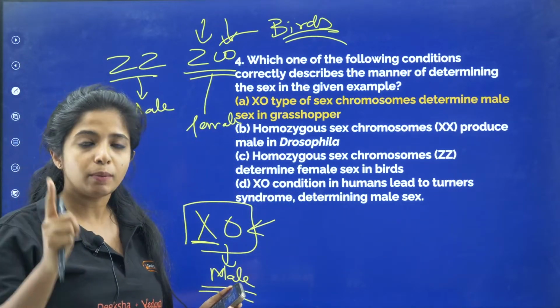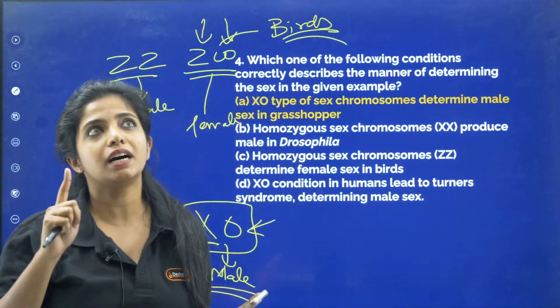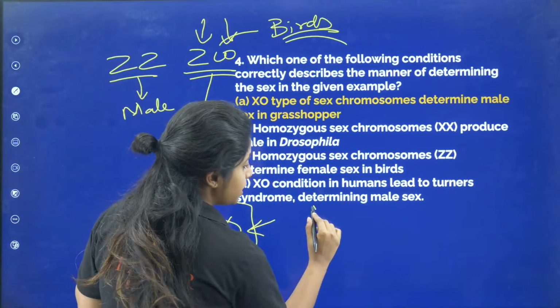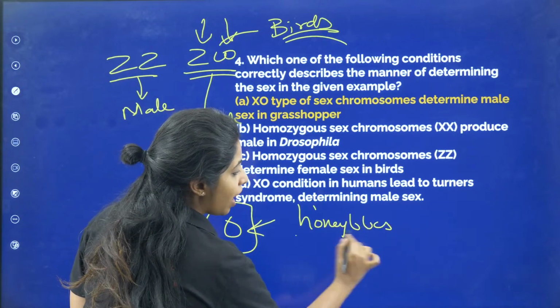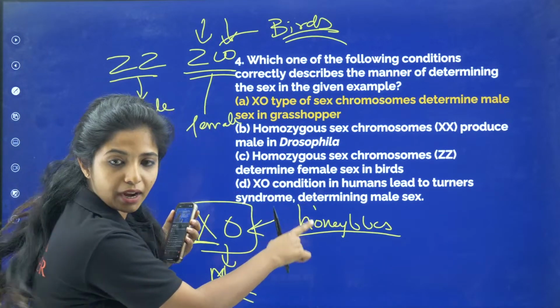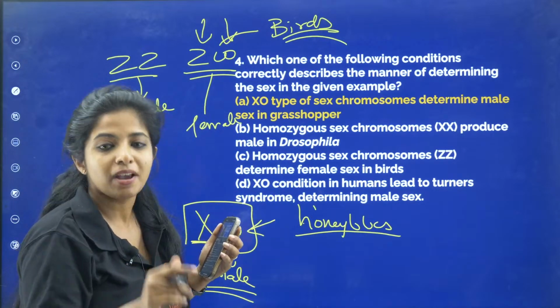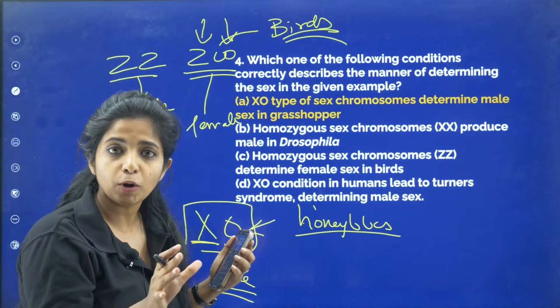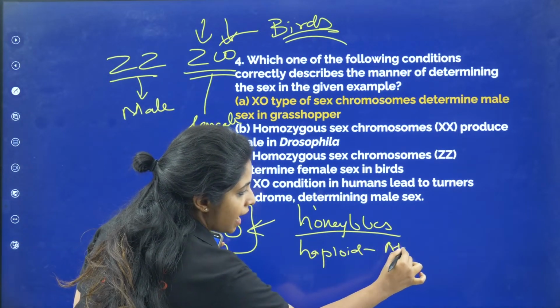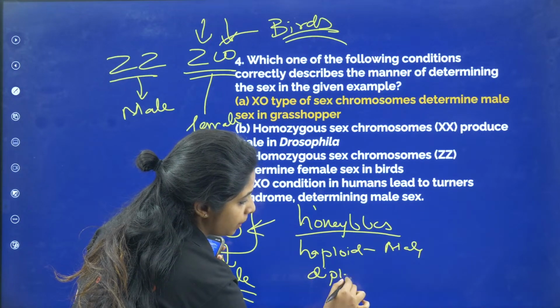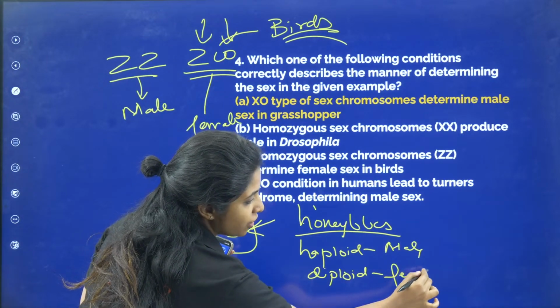Now, there is one more type of sex determination, that is haplodiploid sex determination. That is seen in honeybees, my dear children. Always remember H for honeybee and H for haplodiploid. The haploid ones are going to be males, and the diploid ones are going to be females.